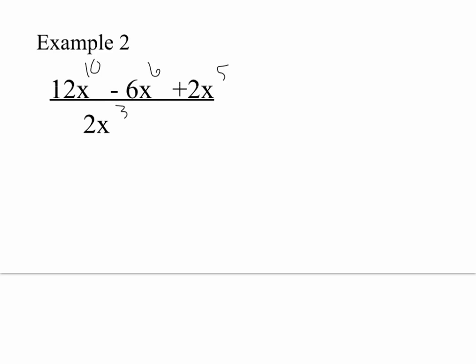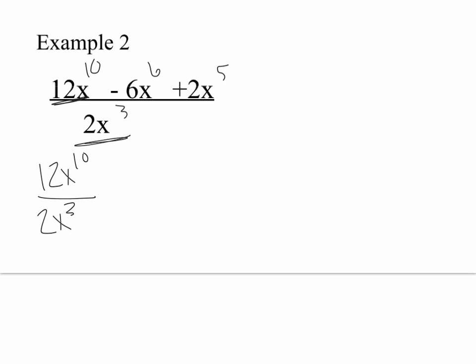So let's look at example 2. Example 2 says 12x to the 10th minus 6x to the 6th plus 2x to the 5th, all divided by 2x cubed. So the first thing we're going to do is to separate them. We're going to take the first term, which is 12x to the 10th, and then the fraction bar means division. The bottom term is 2x cubed.